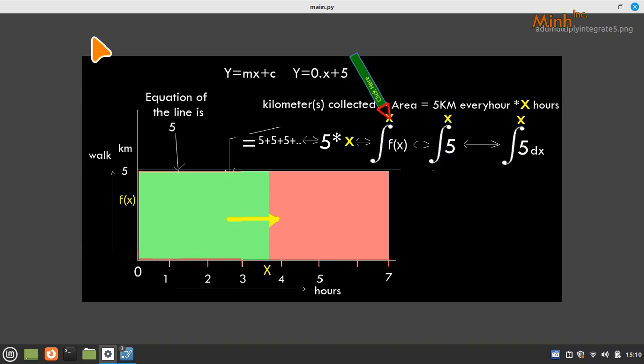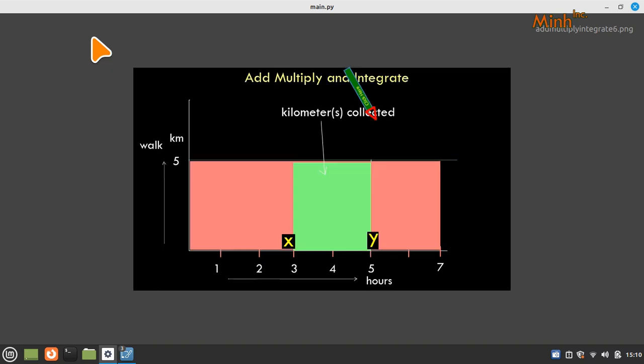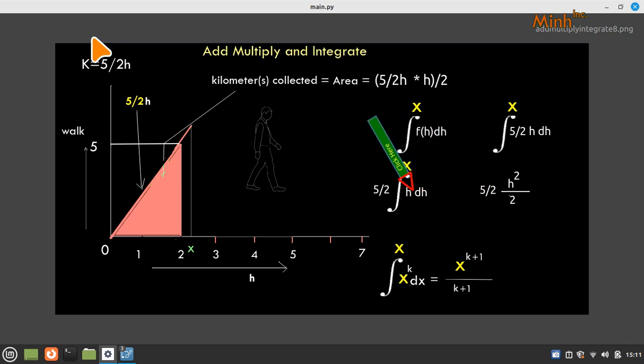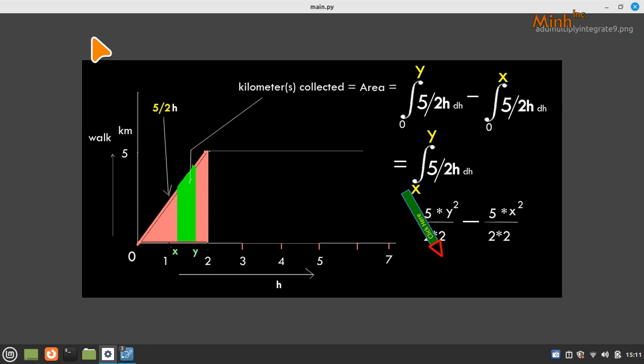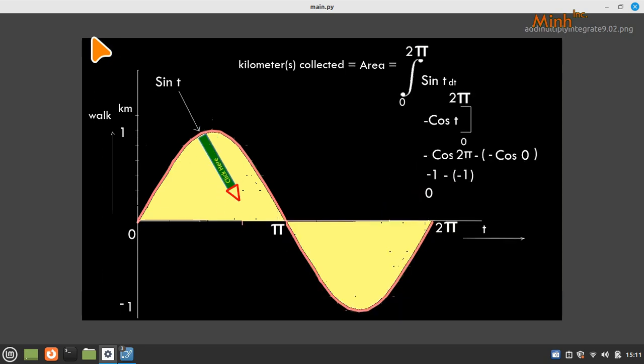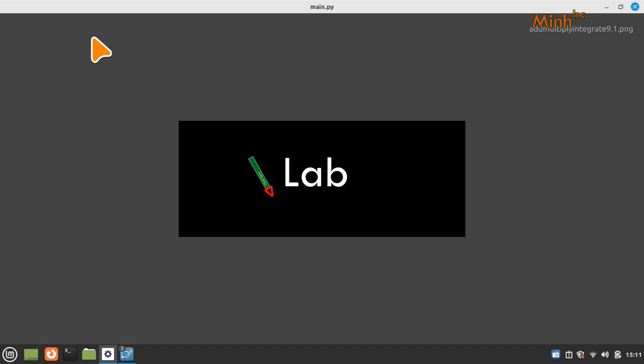The independent variable we also call the range. From one range to another range, that difference we denote like this, x to y, of f(x). If f(x) is a triangle, then it is like this, and it leads to the formula of a triangle for any x. We can have a range in a triangle also. Then we went with another formula, sin t, and we found the area, and then we worked out how many kilometers this person has walked. Okay, so we'll see the lab.